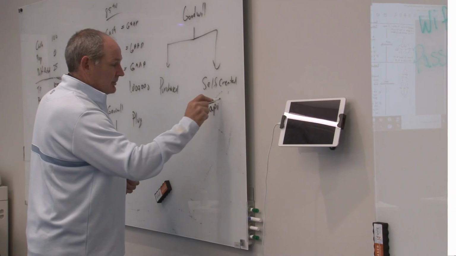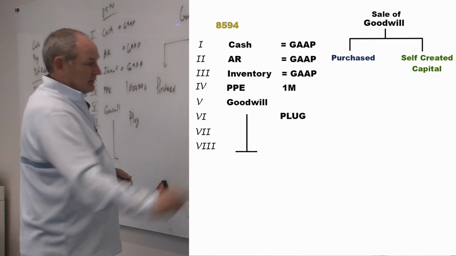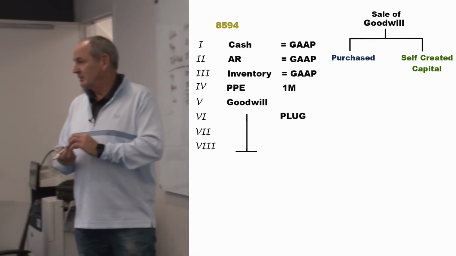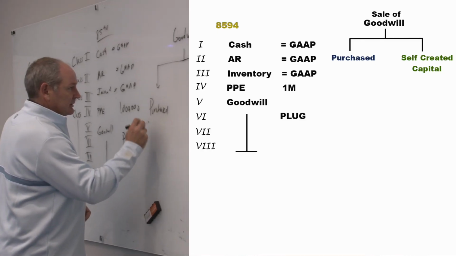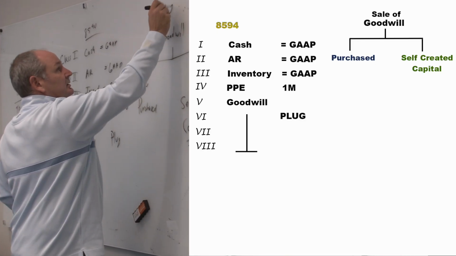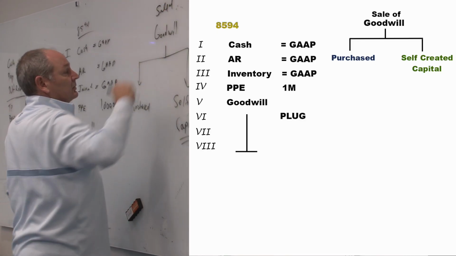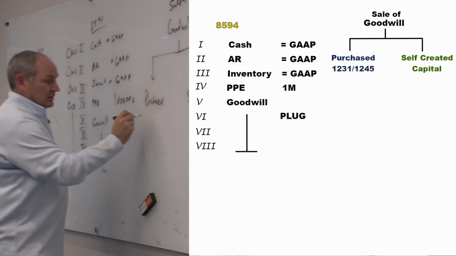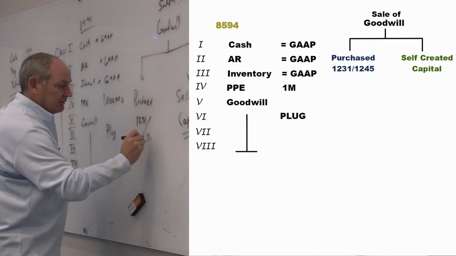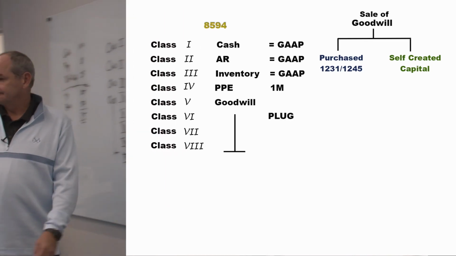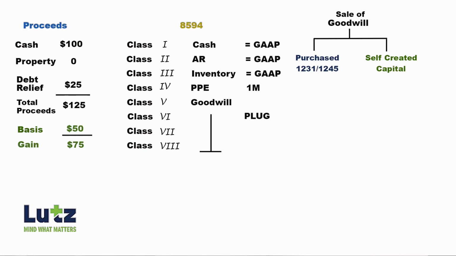Is it partially purchased and partially self-created? Self-created is capital. Purchased, sale of goodwill is 1231/1245. And if I say 1245, Sam, what does that mean, character-wise?